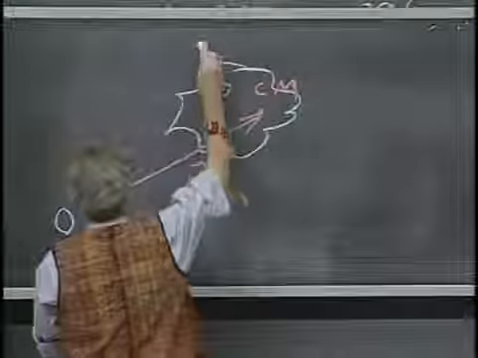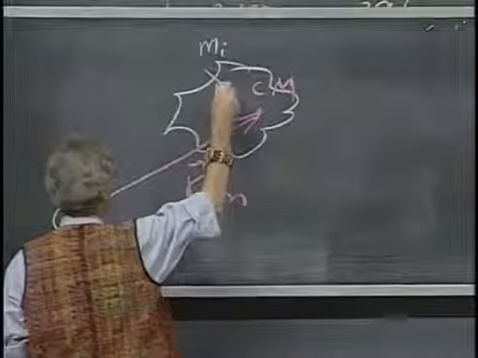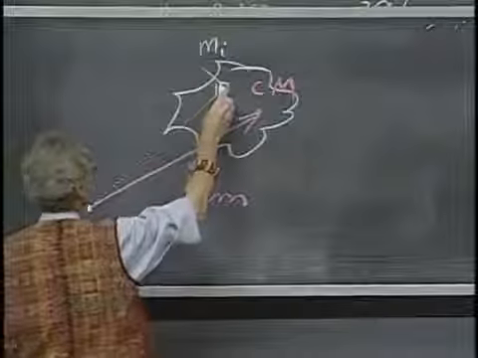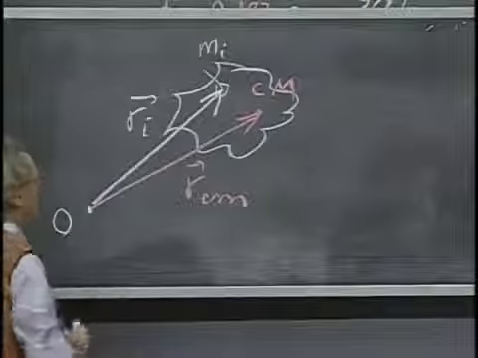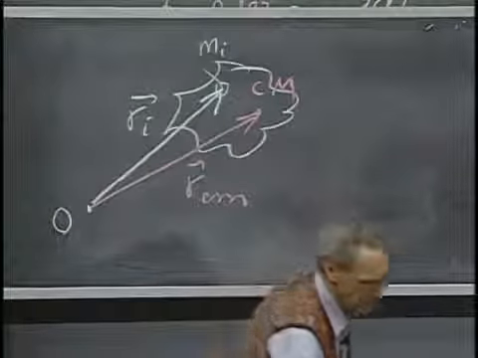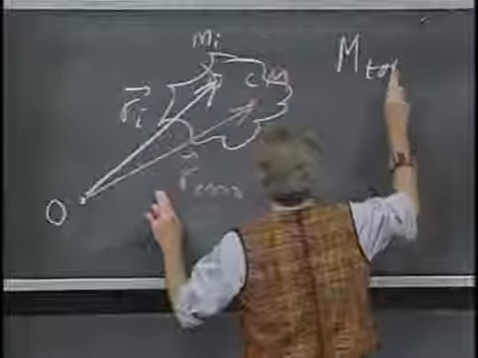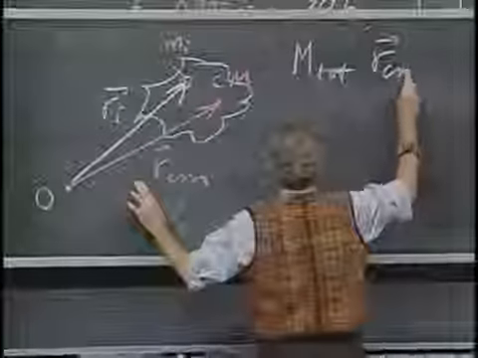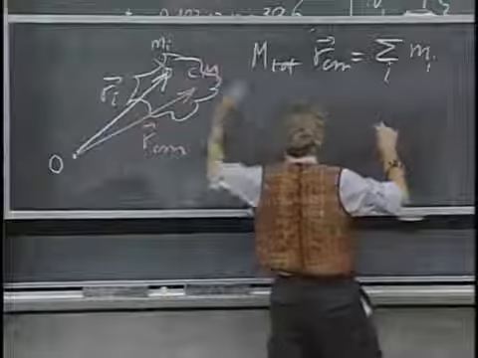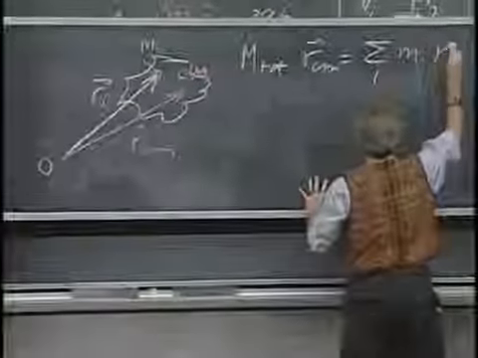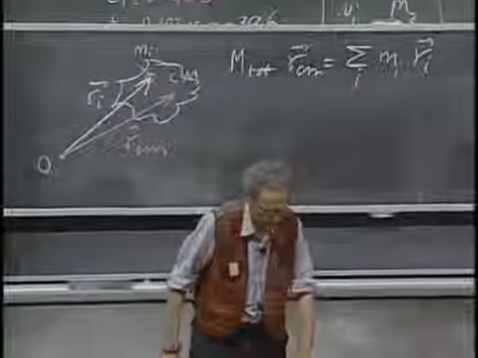And now I carve out a zillion little mass elements m_i, covering the entire object, and this is the position vector r_i. And the center of mass is defined as follows. The total mass of this object times the position vector of the center of mass is the sum over i of all these little elements m_i times the position vectors of the individual little particles that make up this object.